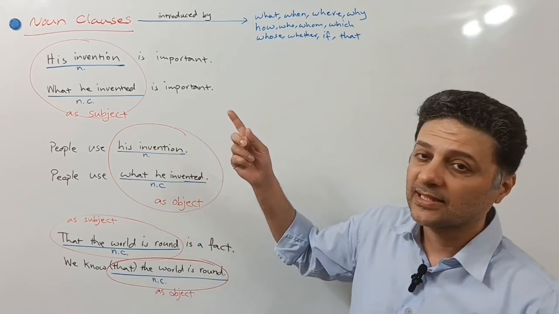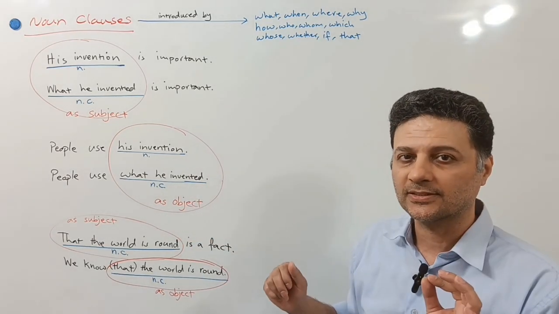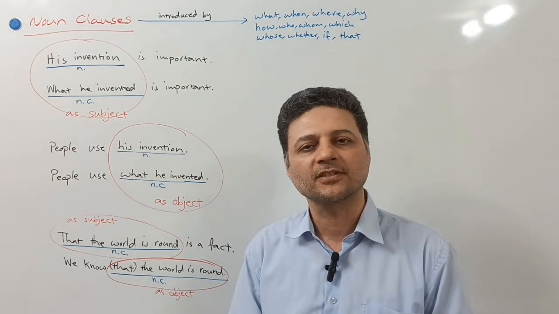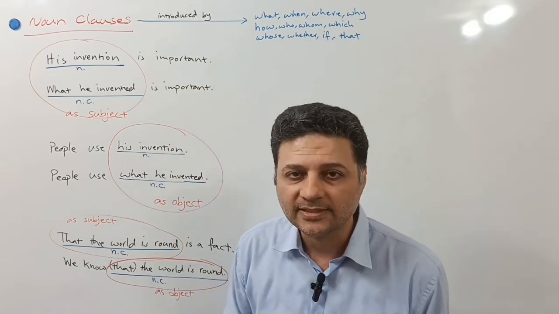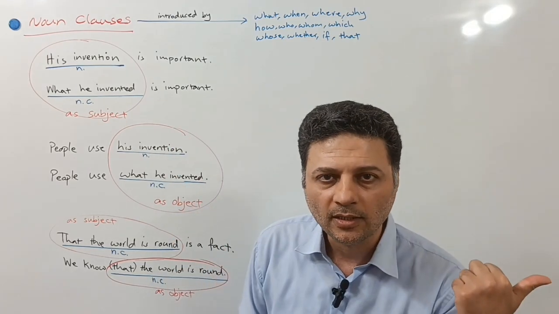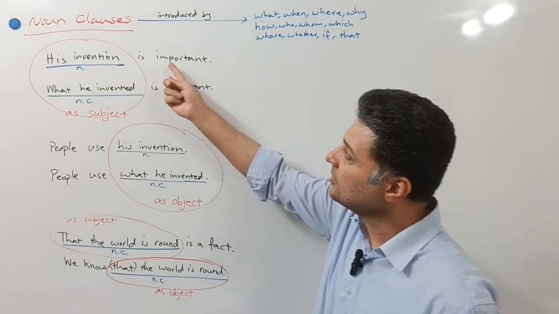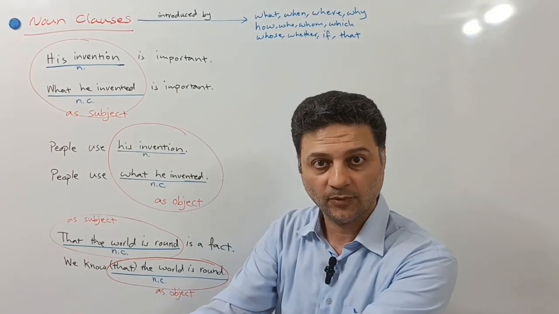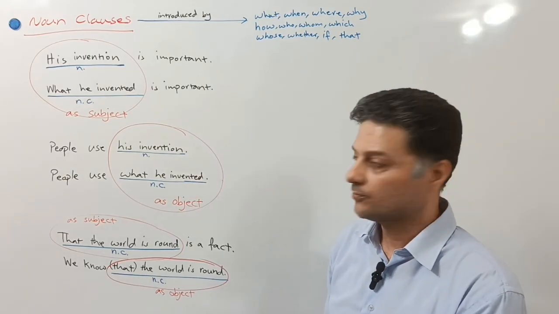Well, as is suggested by its name, a noun clause replaces a noun, a simple noun, or a noun phrase, like in my examples. Where do we use nouns in a sentence? Either as a subject or an object, okay? Now, the first one has a subject. His invention, for example, Alexander Graham Bell's invention, the telephone, is important even today, or was important, right?